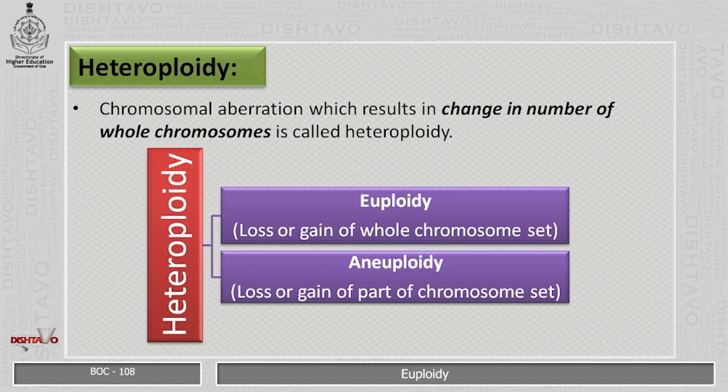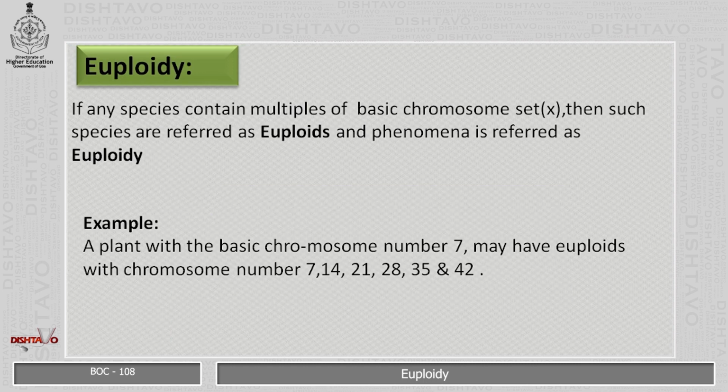Heteroploidy. Chromosomal aberration, which results in change in number of whole chromosomes, is called heteroploidy. Heteroploidy is basically classified into two types, euploidy and aneuploidy. In euploidy, there is loss or gain of whole chromosome set. In aneuploidy, there is loss or gain of part of chromosome set.